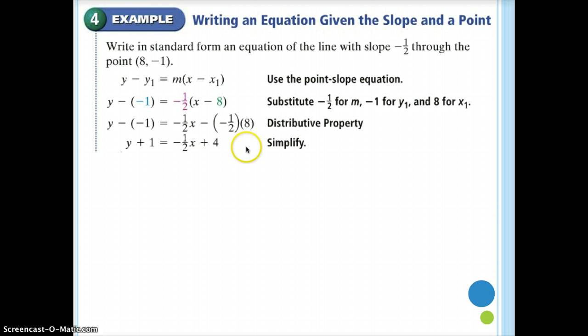In order to get this into standard form, however, we'll need to eventually get the x and the y on the same side, because if you remember, standard form is ax plus by equals c. And we'll notice that the x and the y are on the same side. So the first thing we'll do is move this -1/2 x over to the left-hand side, and then next we'll move this 1 over to the right-hand side. When we move the x, it will become positive. When we move the 1, we'll have 4 minus 1 to give us 3, and now we're in standard form.